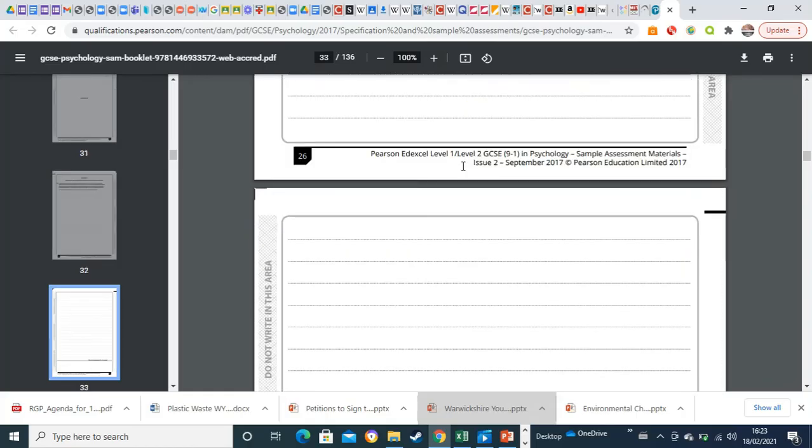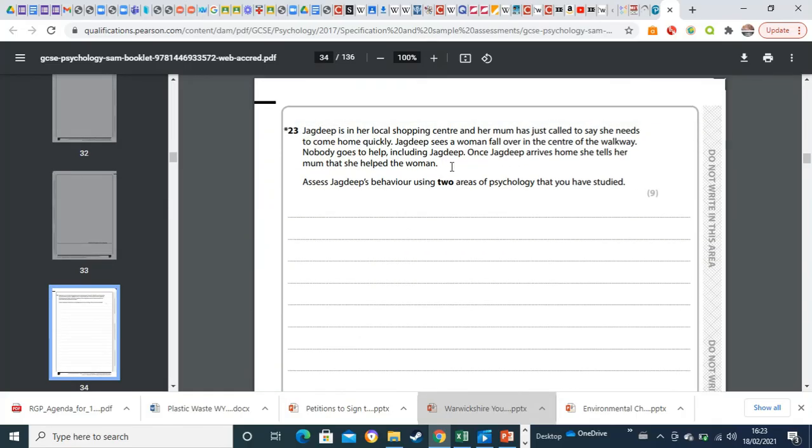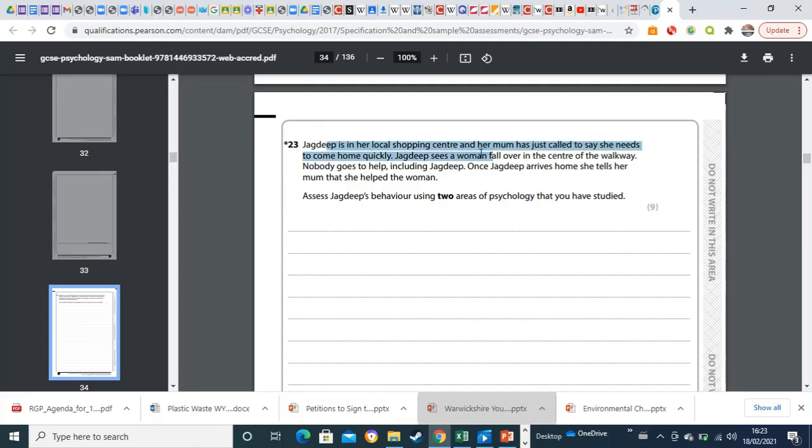Depression. I'm pretty sure Jagdeep is in a local shopping centre, and her mum has just called to say she needs to come home quickly. Jagdeep sees a woman fall over in the centre of the walkway. Once Jagdeep arrives home, she tells her mum that she helped the woman. Right, okay. So you could use memory in this, or you could use social psychology. I think they expect you to use memory and social psychology.